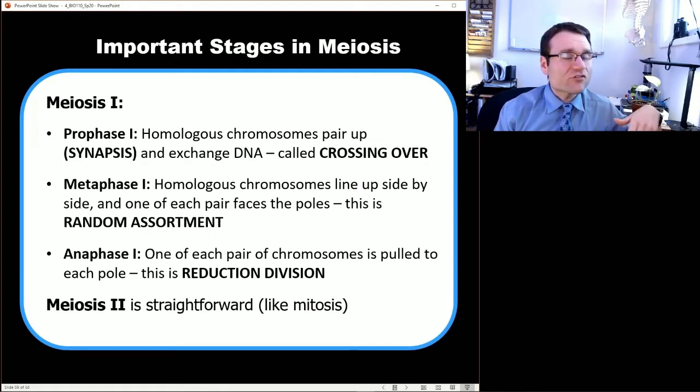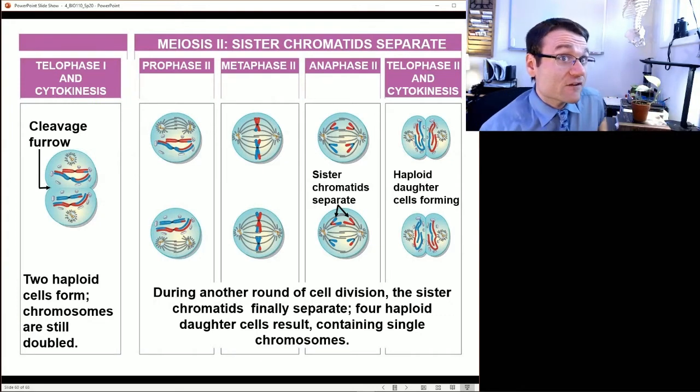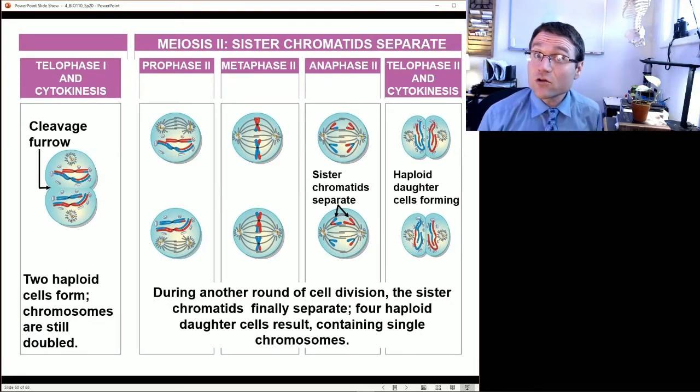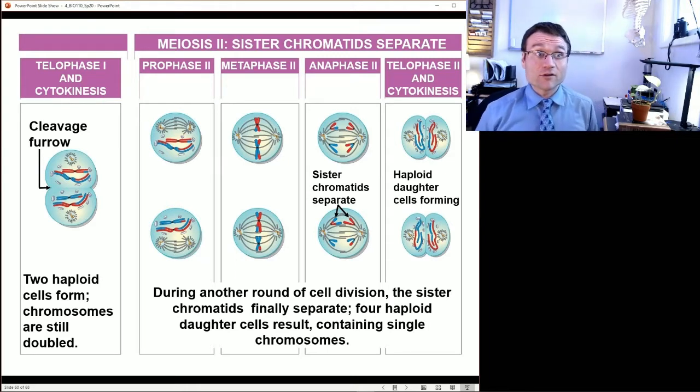Now, meiosis 2 is actually very simple. It's straightforward. It is exactly like mitosis. The main difference between meiosis 2 and mitosis is that we start with half as many chromosomes. We start with haploid cells and we end with haploid cells.